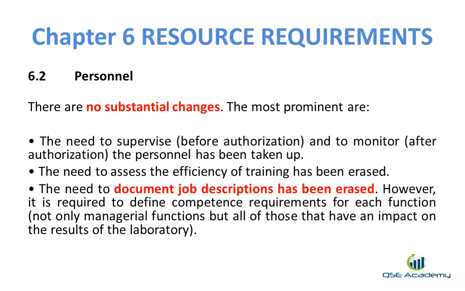Chapter 6. Resource Requirements. 6.2. Personnel. There are no substantial changes. The most prominent are the need to supervise before authorization and to monitor after authorization. The need to assess the efficiency of training has been erased. The need to document job descriptions has been erased. However, it is required to define competence requirements for each function, not only managerial functions, but all of those that have an impact on the results of the laboratory.